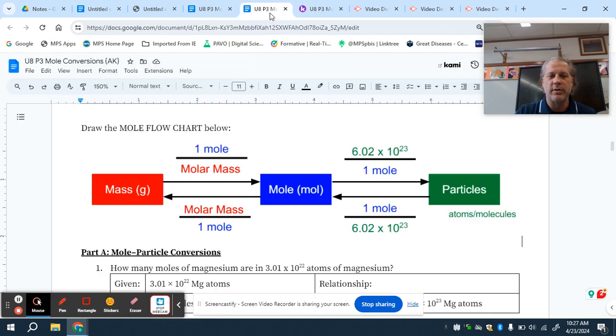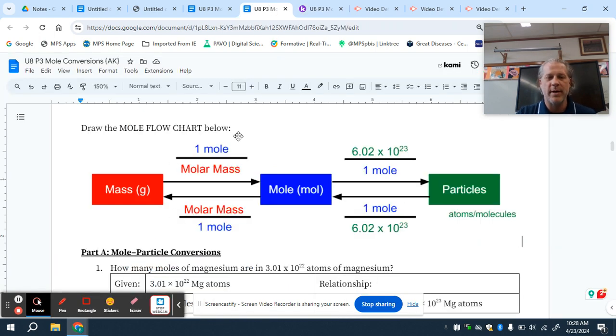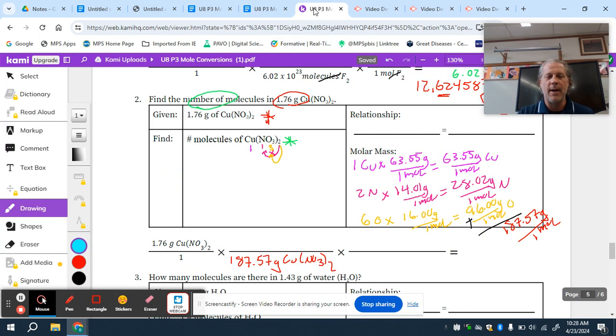The mole flow chart says that when we go from mass to mole, the molar mass has to be on the bottom. So I'm going to do that. I'm going to transcribe that value right here. So I'm going to put the 187.57 grams of Cu(NO3)2 on the bottom. And then the mole flow chart also tells me that at that point, if molar mass is on the bottom, 1 mole has to be on top. So I'm going to put 1 mole on the top.